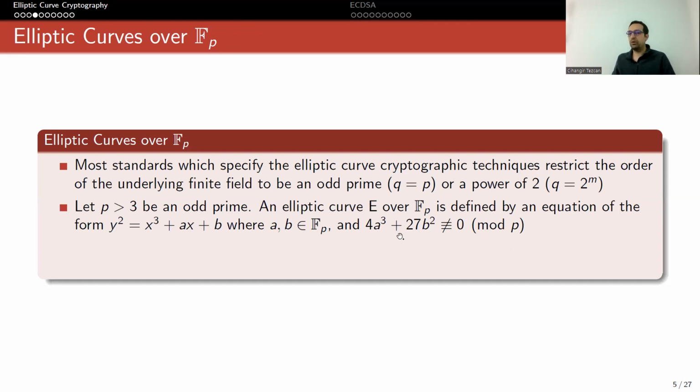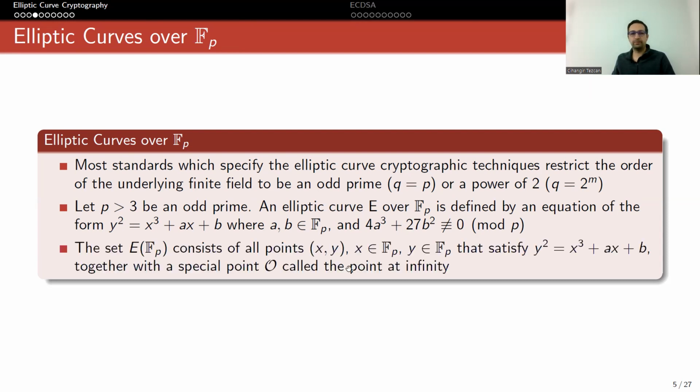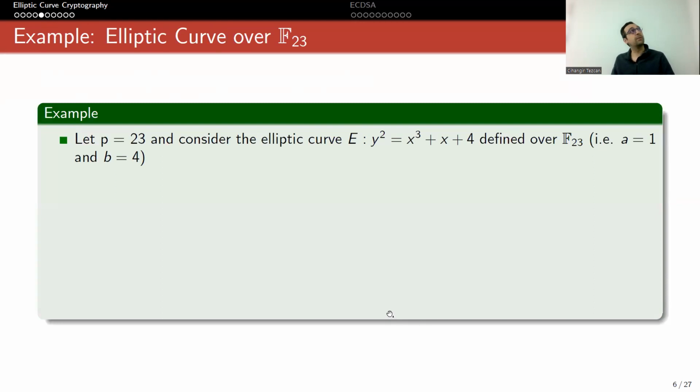If this is the case, I will call it an elliptic curve over FP. So this set E of FP consists of all points x, y, where these coordinates are in FP, that satisfy this curve equation. Also, I need to add this special point, which I represent with O, the point at infinity. Okay?